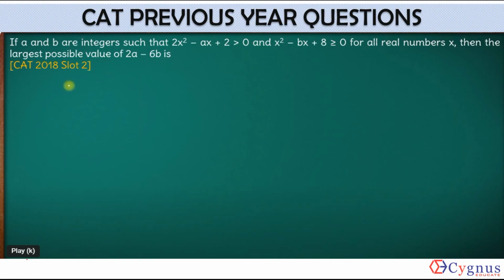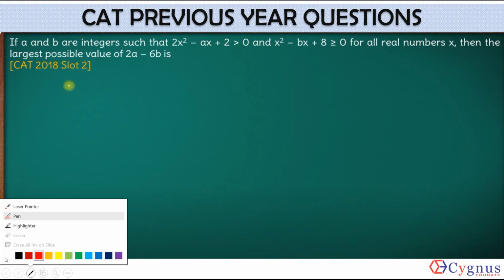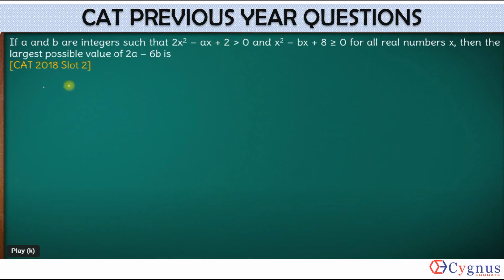Right. It's a question of CAT 2018 slot. Fine. If a and b are integers such that 2x² - ax + 2 is greater than 0 and x² - bx + 8 is greater than or equal to 0 for all real numbers x, then the largest possible value of 2a - 6b.